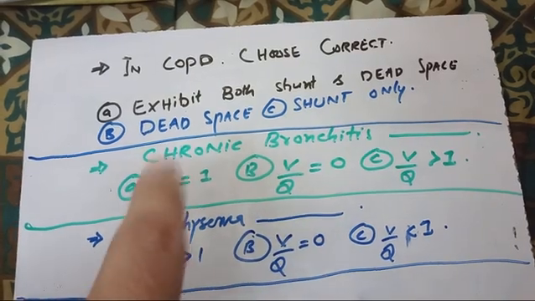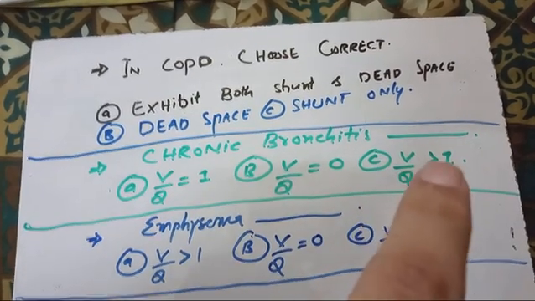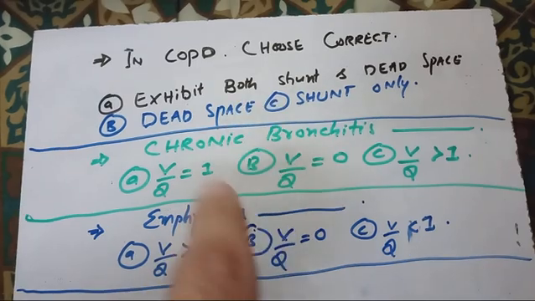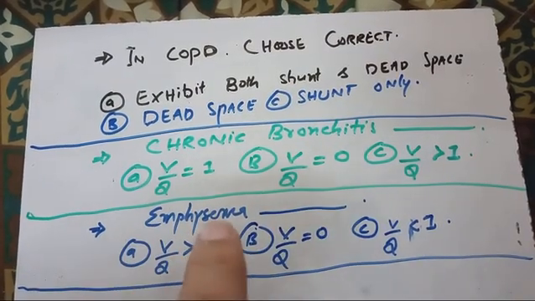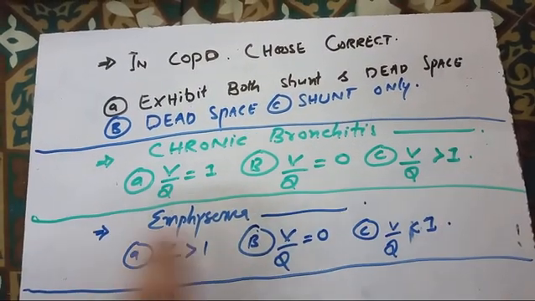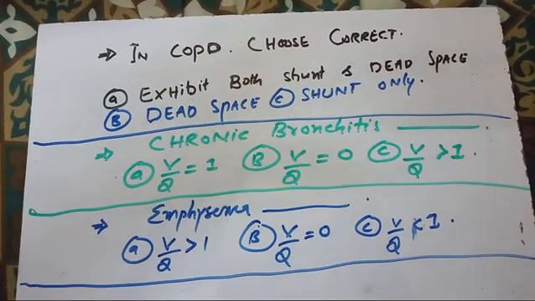In chronic bronchitis, V by Q is equal to 0; V by Q is more than 1 is dead space. In emphysema, what happens? V by Q is more than 1.